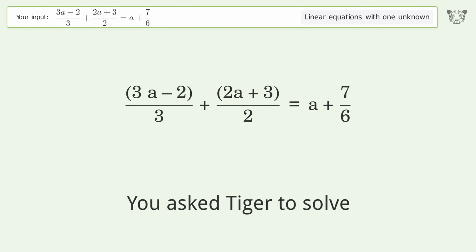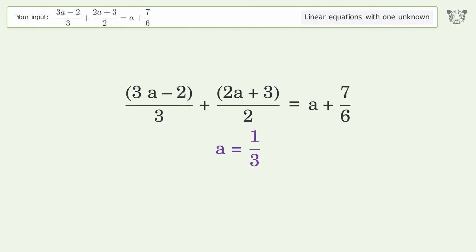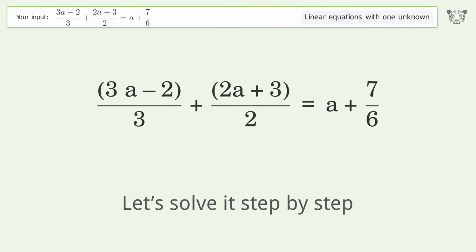You ask Tiger to solve this. It deals with linear equations with one unknown. The final result is a equals 1/3. Let's solve it step by step.